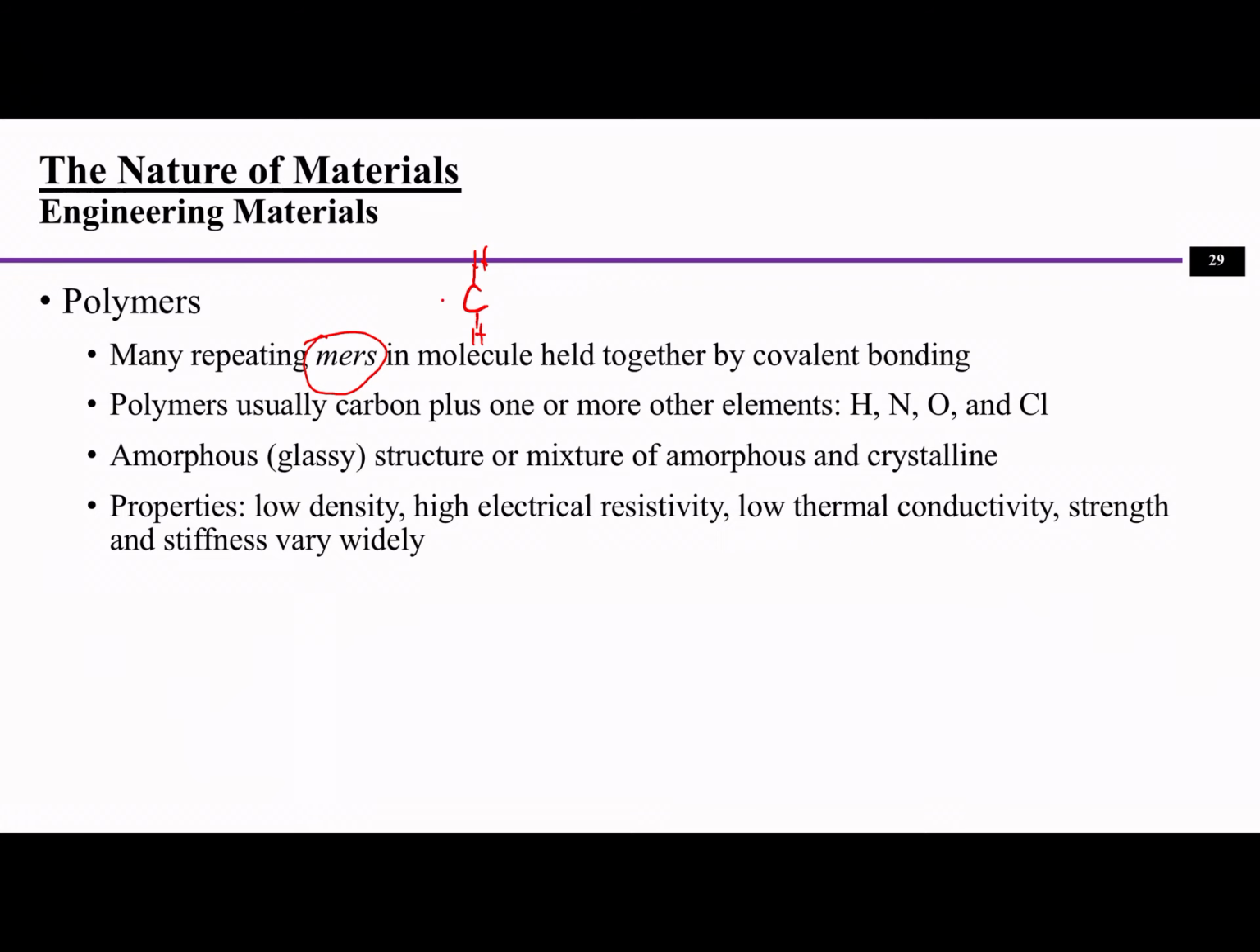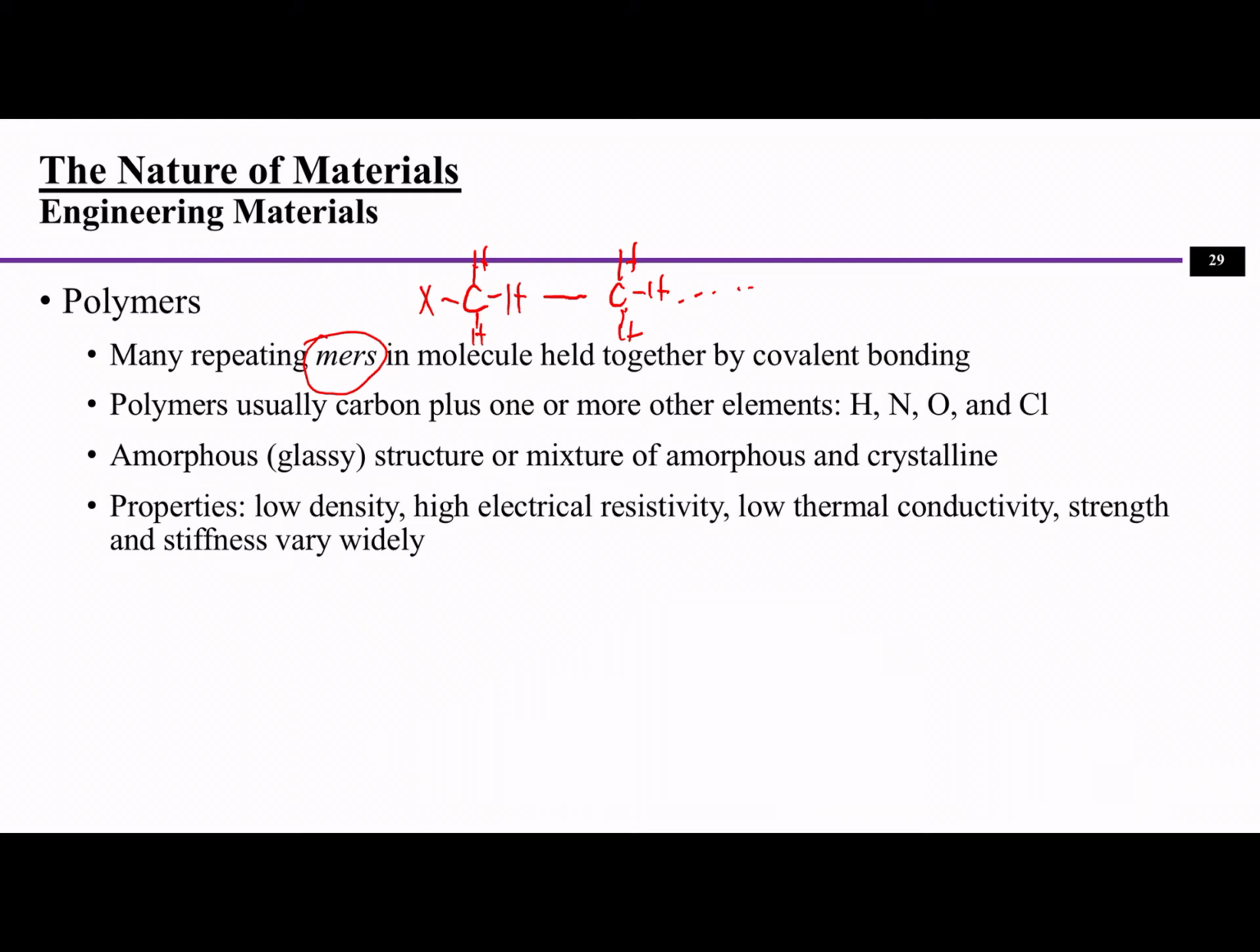So a mer is usually a certain pattern, for example, C, H, and maybe something else, right? And then it has repeated patterns of this, and then it starts to create a long chain of the mers. So this is how it creates those polymers. That's why polymers means many mers.